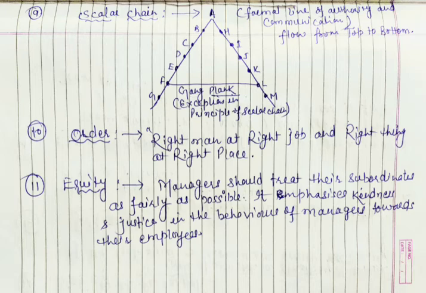What does he do? F has to contact E, then E has to contact D, then D to C, C to B, and B will communicate to A. After that, A will communicate that message to H, then I, then J, then K, and ultimately to L. In this way, they can't make direct contact. They have to follow this chain of relationship. This is the principle of scalar chain.